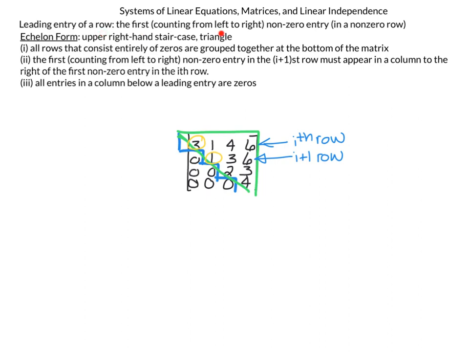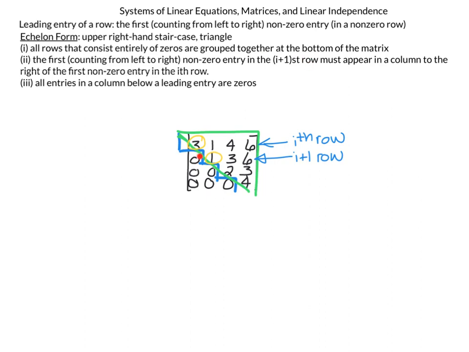We've looked at this informal definition of the echelon form, which is the upper right-hand staircase or triangle. So I said we wanted things in this form where we have this triangle and this staircase along the diagonal, everything below is equal to 0. The formal definition says, first, that all rows consisting entirely of zeros are grouped together at the bottom of the matrix. Here our matrix has no row of completely zeros, but if it did, the zeros would be at the bottom.